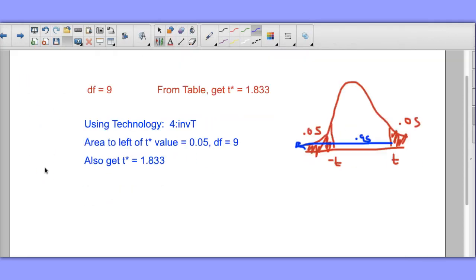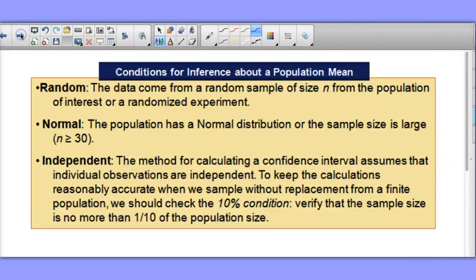So let's actually take a look at constructing a confidence interval. Just like we had conditions that we need to check for working with a population proportion, we have conditions that we need to check for working with a population mean. The random condition: normally we're taking from a population, and so we'd want to do random sampling, but notice we could also have a randomized experiment. So we're looking for either a random sample or a randomized experiment.